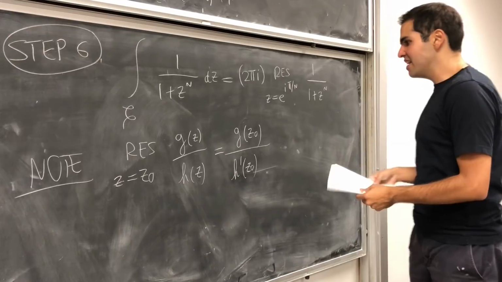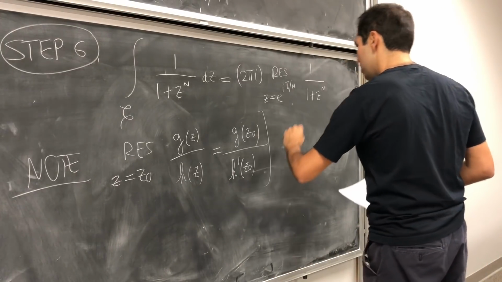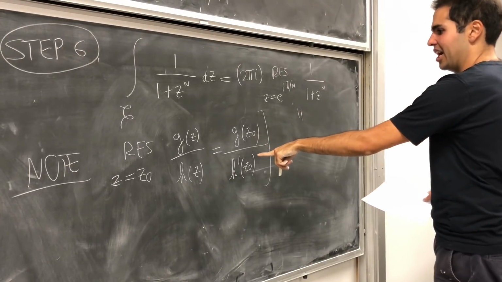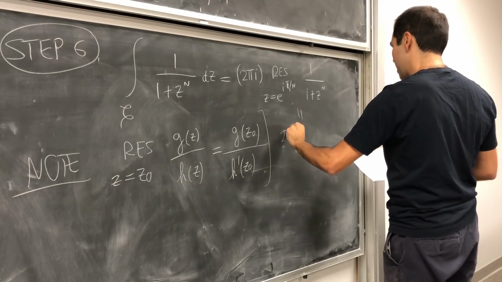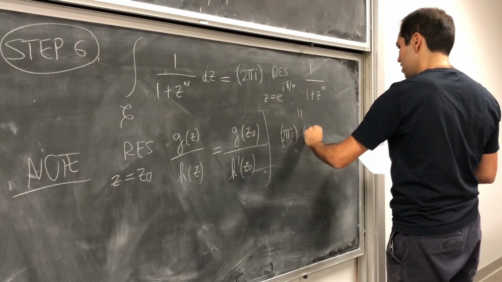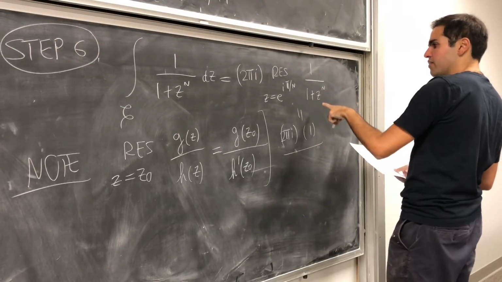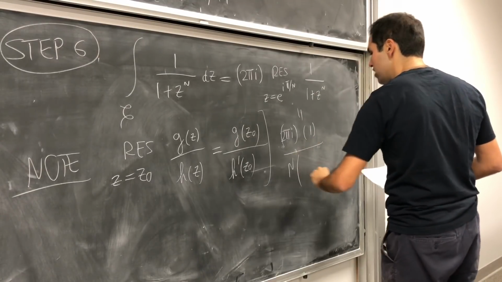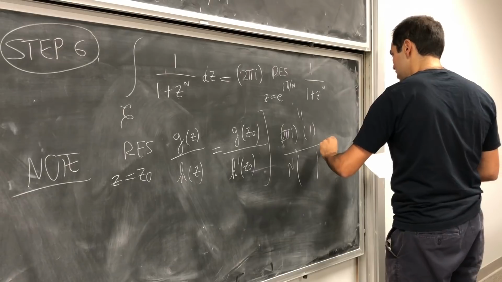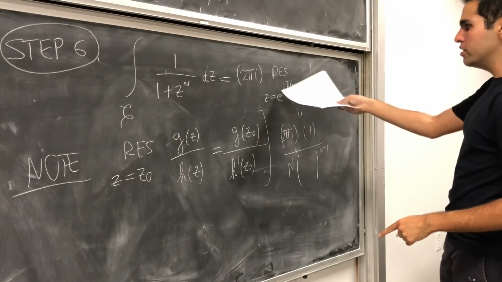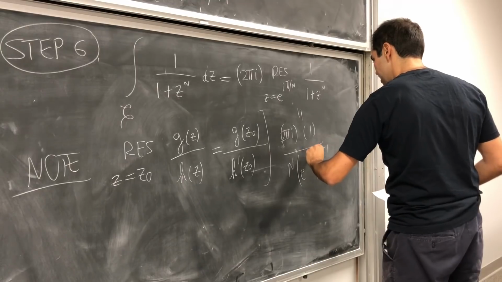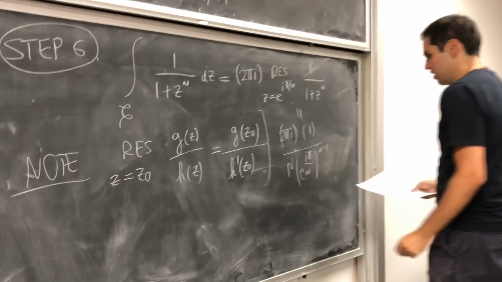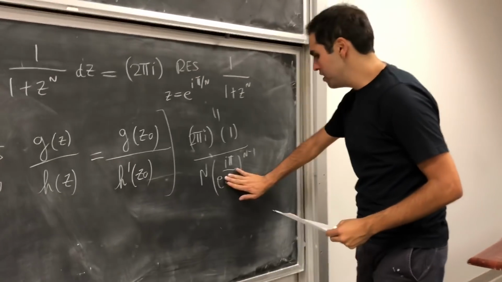Which becomes very nice here, because look, the numerator is just 1, so you still have 2 pi i times 1, and then the derivative of that is n z to the n minus 1. So all you do is plug in e^(i pi over n) over n e^(i pi over n). And now let's see how to simplify this.